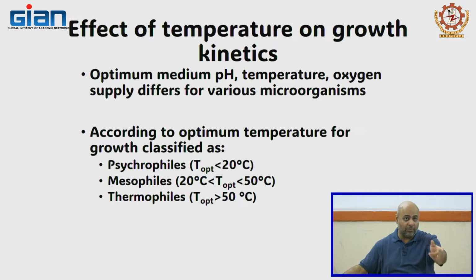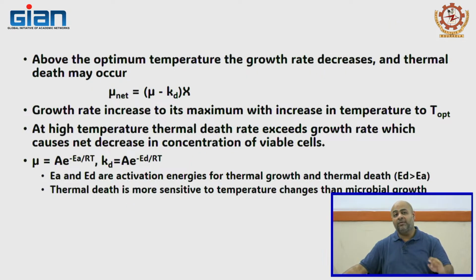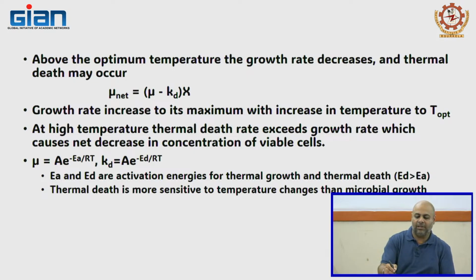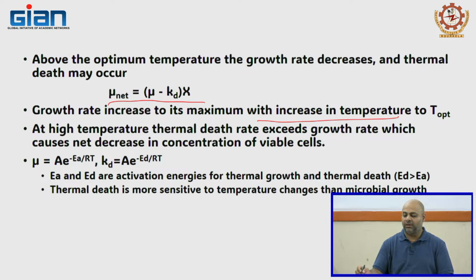So, if you choose a thermophile for your product formation, you need to maintain a fermentation temperature of greater than 50 degrees Celsius. Above the optimum temperature, the growth rate decreases and thermal death starts to occur. Just like that endogenous catabolism that we were talking about, we will have thermal death that will take place. Your mu net will change. The growth rate increases to a maximum with an increase in temperature when it is T optimum.